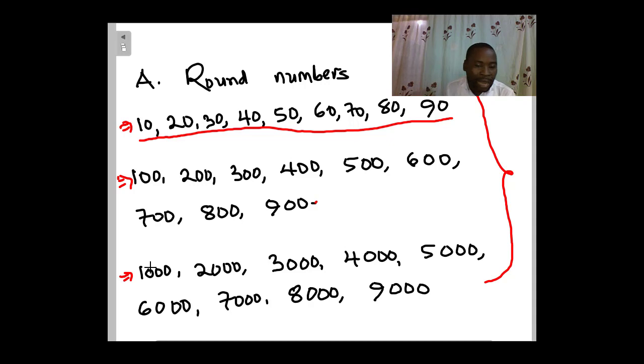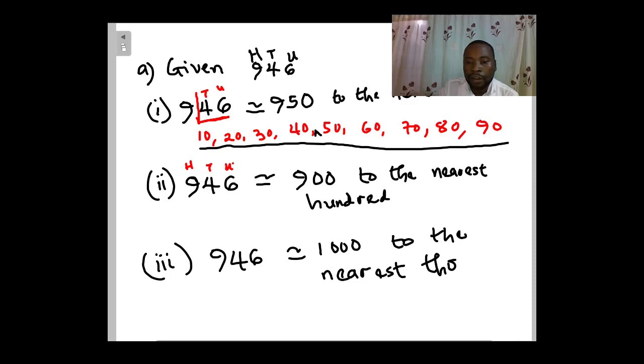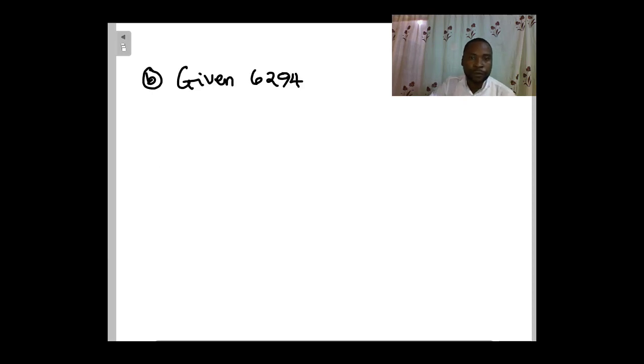It is not as close to 2,000 as 1,000. So we know very well that it is closer to 1,000. So of all the thousands, the nearest, the closest to 946 is 1,000. Pretty straightforward.